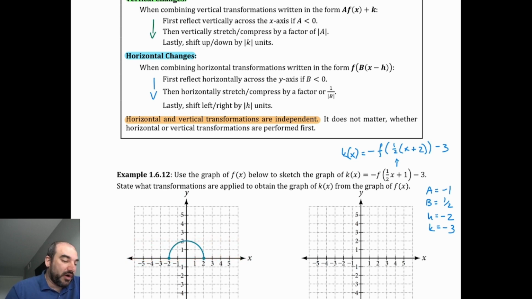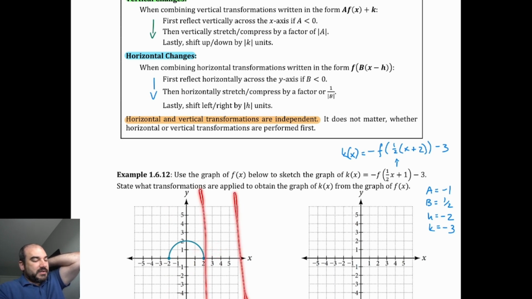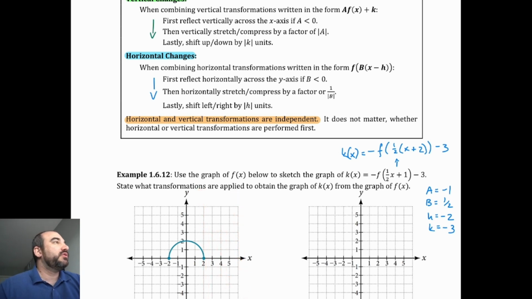And then when you're doing vertical changes to the graph, wherever the graph is, it should not leave this window here. It'll either stretch vertically, or it'll shift up, it'll shift down, or it'll reflect across the x-axis. It'll never leave that window. Now, if you shift horizontally to a new window, then obviously it'll remain in that window when you're doing your vertical stretches and shifts, right? But vertical and horizontal should not affect each other.